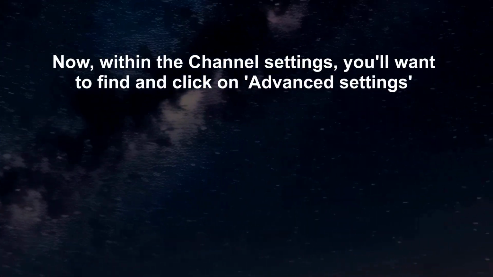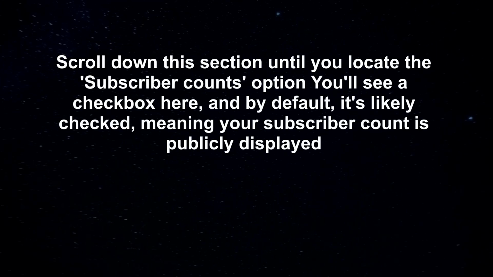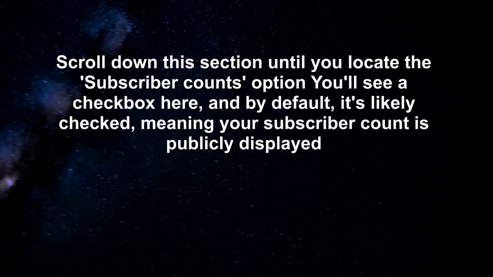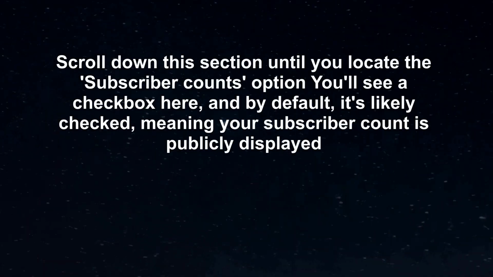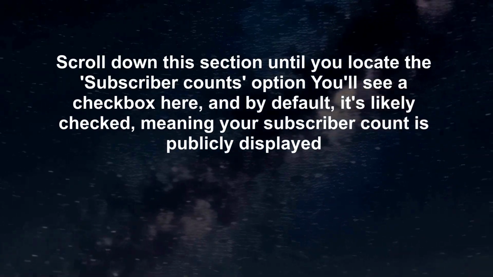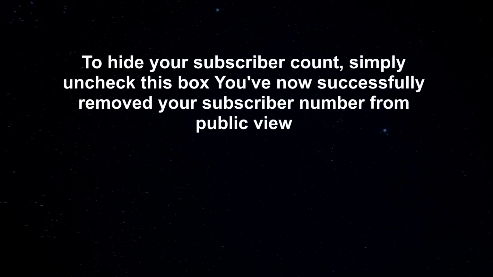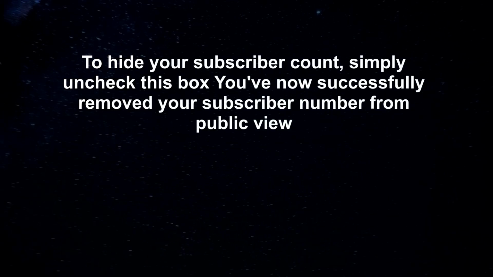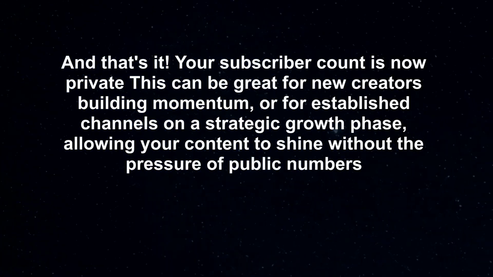Now, within the channel settings, you'll want to find and click on Advanced Settings. Scroll down this section until you locate the Subscriber Counts option. You'll see a checkbox here, and by default, it's likely checked, meaning your subscriber count is publicly displayed. To hide your subscriber count, simply uncheck this box. You've now successfully removed your subscriber number from public view. And that's it. Your subscriber count is now private.